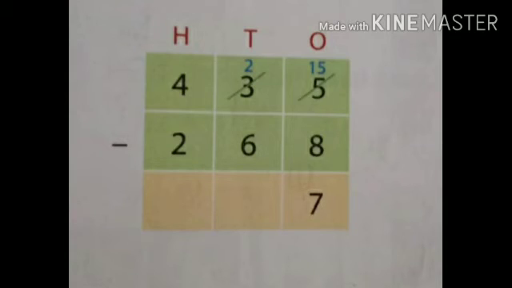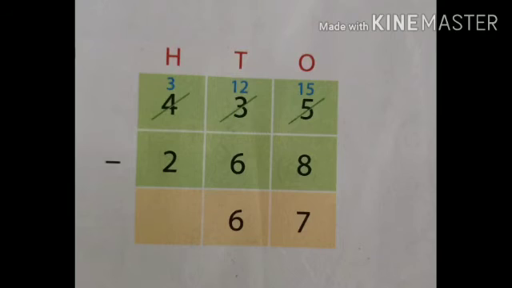Children, when we subtract 15 minus 8, what will be the answer? Yes, 7. Next, we have to change 3 tens to 2 tens in the tens column. Now children, we have to subtract remaining tens. Children, 6 is bigger than 2, cannot be subtracted. Take 1 hundred from the hundreds column and add it to 2 tens.